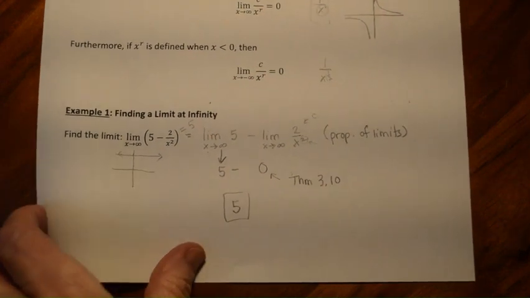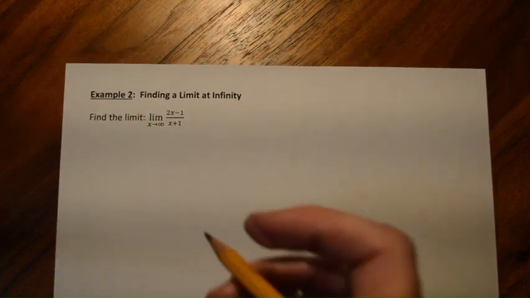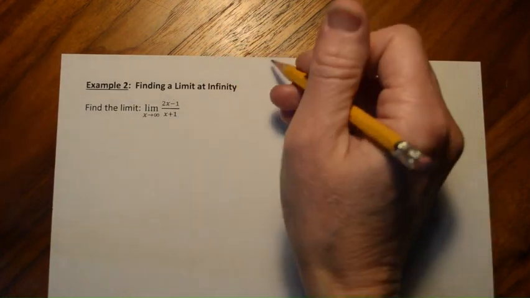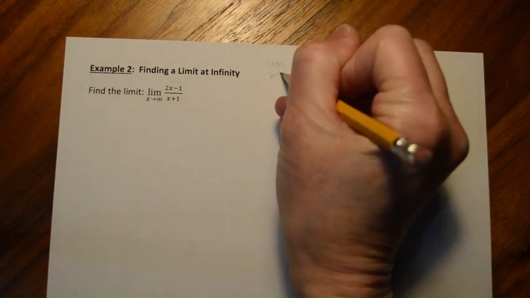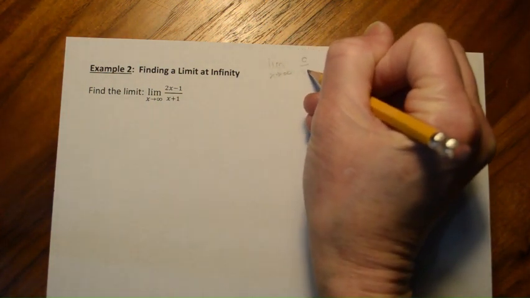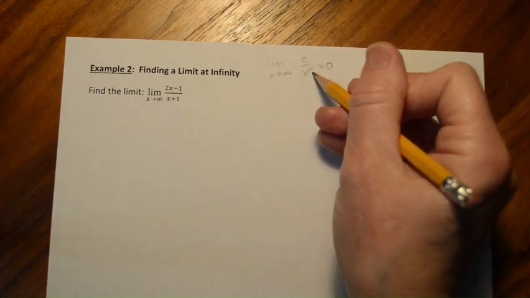Okay, let's look at the next page. Okay, so let's look at another example. So here we don't have what we had in theorem 3.10. Again, theorem 3.10 says the limit as x approaches infinity of c over x to the r is 0 as long as r is positive and rational.